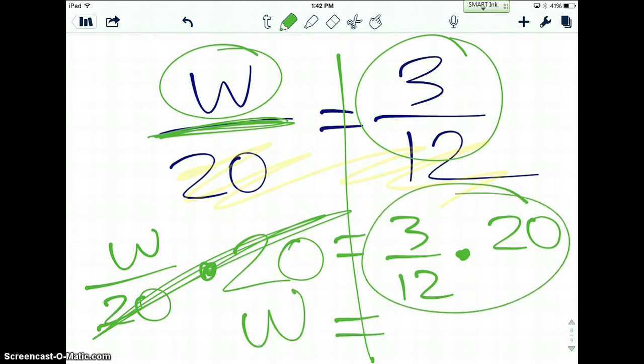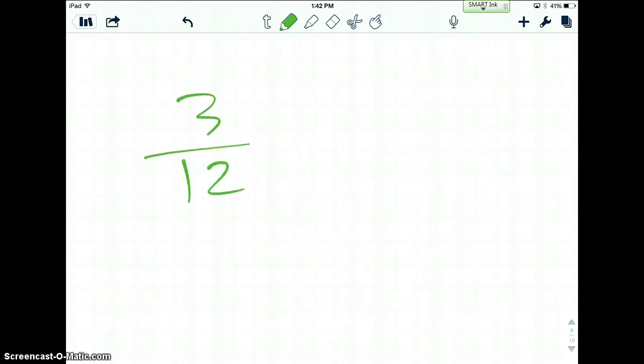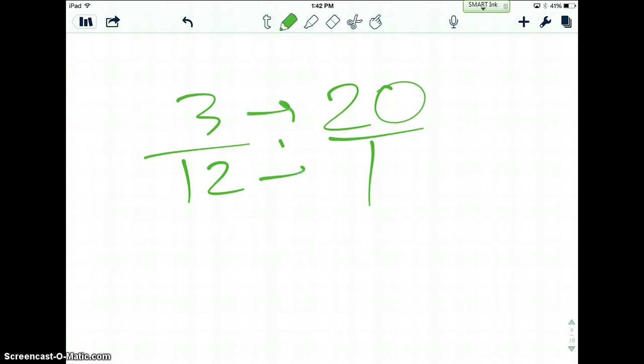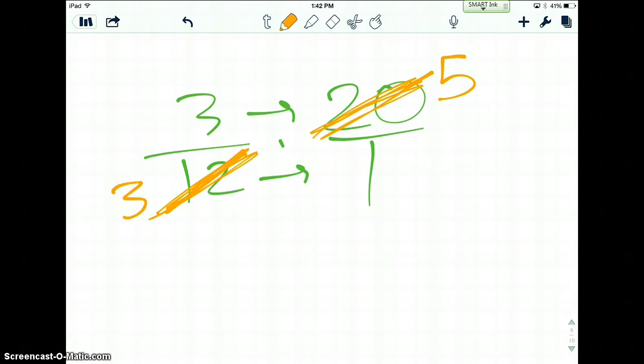Now I need to do that beautiful mess. 3/12 times 20. 20 as a fraction is what? 20 over 1. Okay, before multiplying across, do you see cross reducing anywhere? I do. 20 and 12 are both, let's see, they both go into what number? How about 2? Anything bigger? Oh, I thought of something bigger. 4. 20 divided by 4 is 5. And 12 divided by that same 4 is 3.